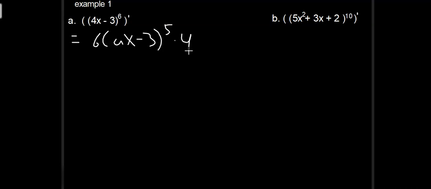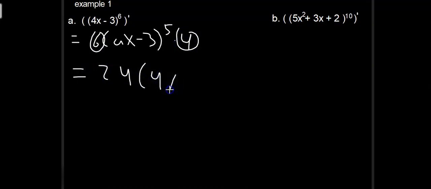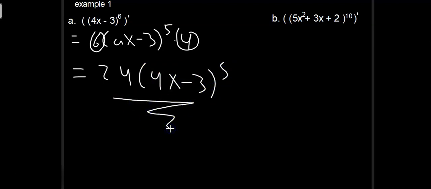The first thing I did was differentiate the thing that's on the outside, and lastly, I also differentiated the thing that's on the inside. So that's the whole process. You can also simplify this one by multiplying these two, and you get 24. So it will be 24 times (4x minus 3) to the power of 5. This will be your last answer. So this is all you have to do for this specific example.